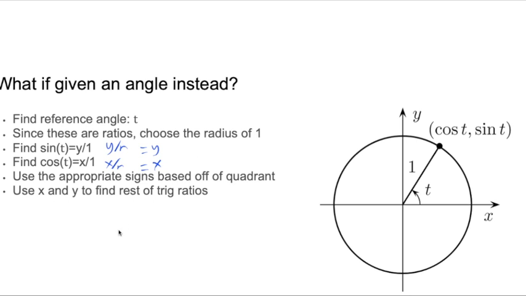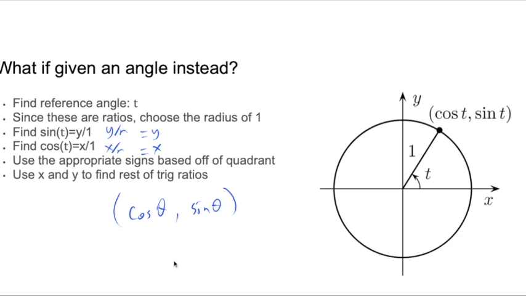So if I want to find a point, all I have to do is take the cosine of the angle to give me my x coordinate, and take the sine of that angle to give me my y coordinate.